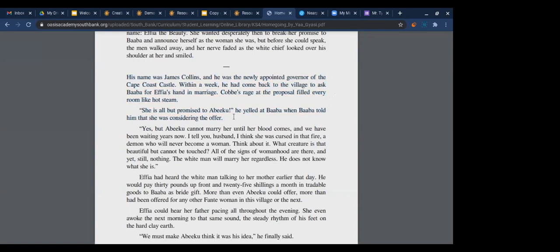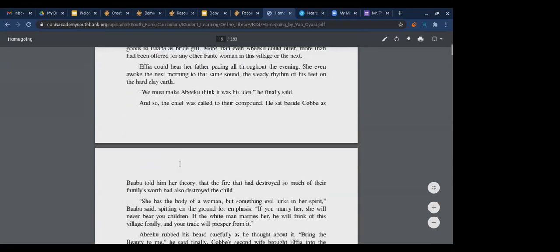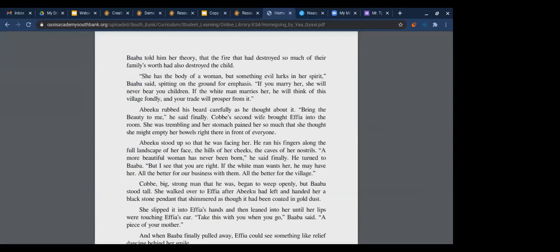Right? And so just like Salam told us, we can see not only do we know how Effia is feeling, but we also get how Kobe's feeling, Kobe's rage at the proposal, right? We learn a little bit about James Collins, okay? And we get his point of view. We know what he does, right? And if you were following along, we see a lot of that throughout.